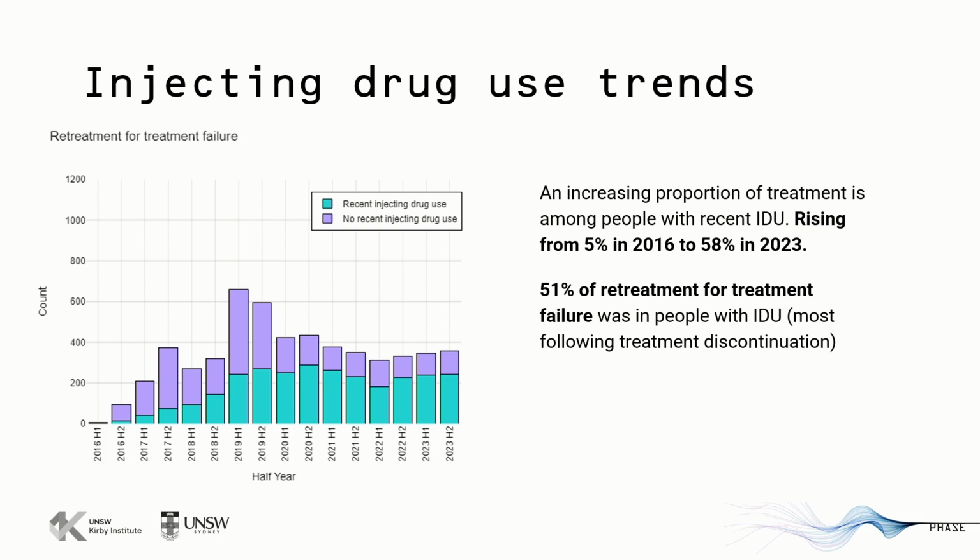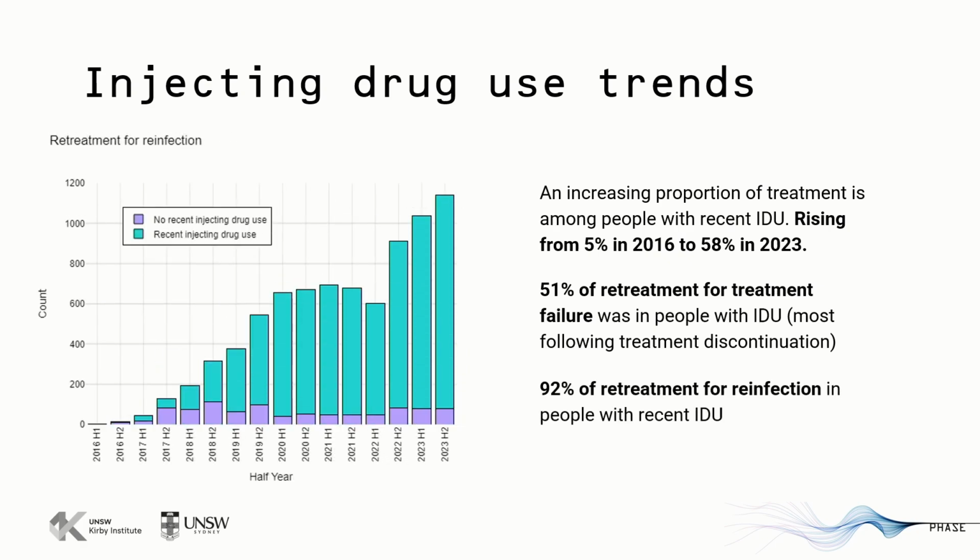Looking at treatment failure, 51% of retreatment for treatment failure was among people with recent IDU. And this seems quite high, but when we look at the data on treatment discontinuation, we're seeing an increasing trend over time. And among people who inject drugs, the majority of retreatment for treatment failure was following treatment discontinuation, so missing at least 28 doses of treatment.